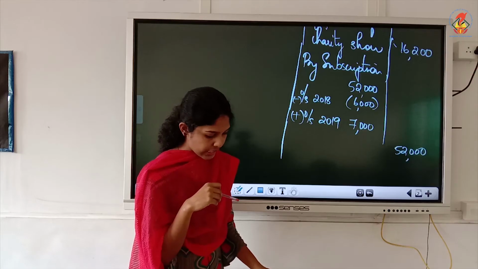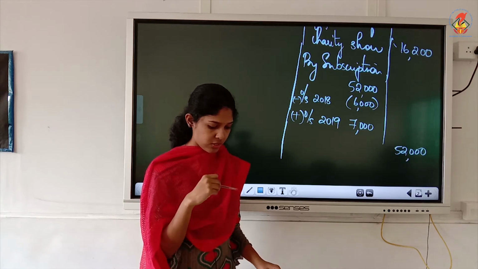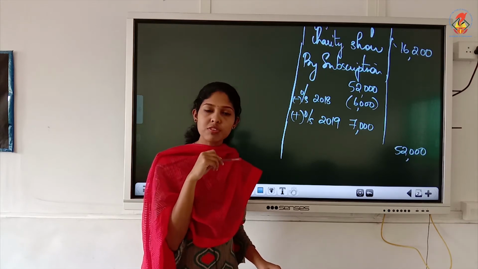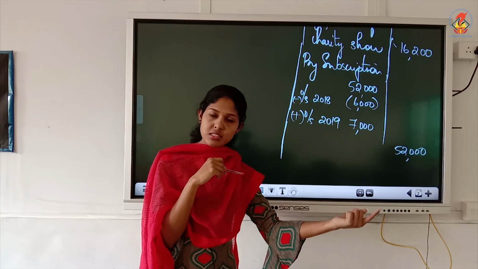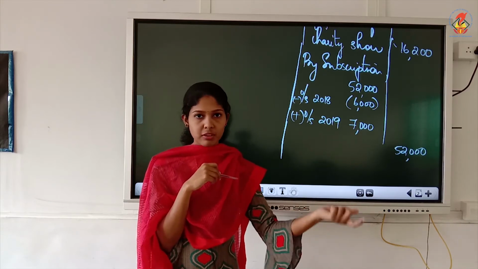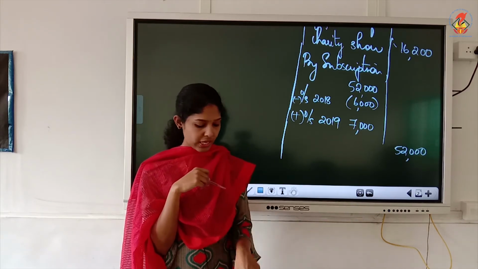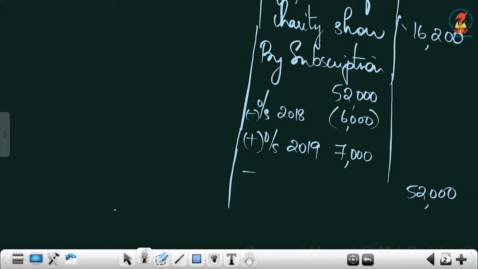Okay. Then the next figure, received in advance on 31st March 2018. Last year you received in advance. That will be for this year, which we will add now. So current year's figure we can add, that's all. Received in advance on 2018, the amount is 4,000, which we can add now.